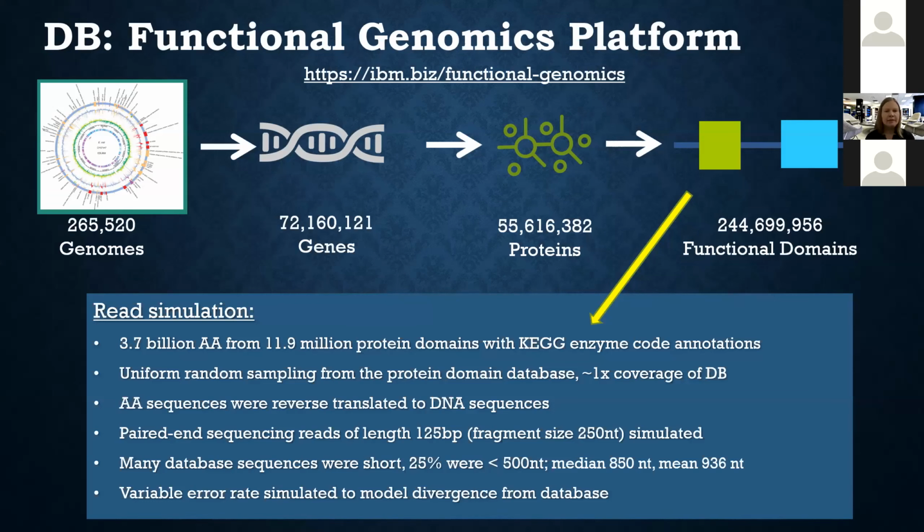And many of these sequences were actually quite short, so a quarter of them were shorter than 500 nucleotides. So we took this paired-end sequencing, but we just took the fragment size as twice the read length in order to capture most of the sequences in the database.